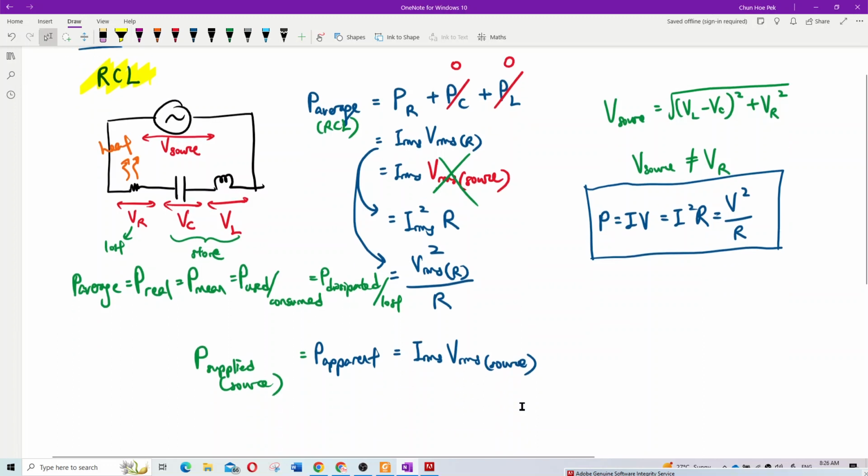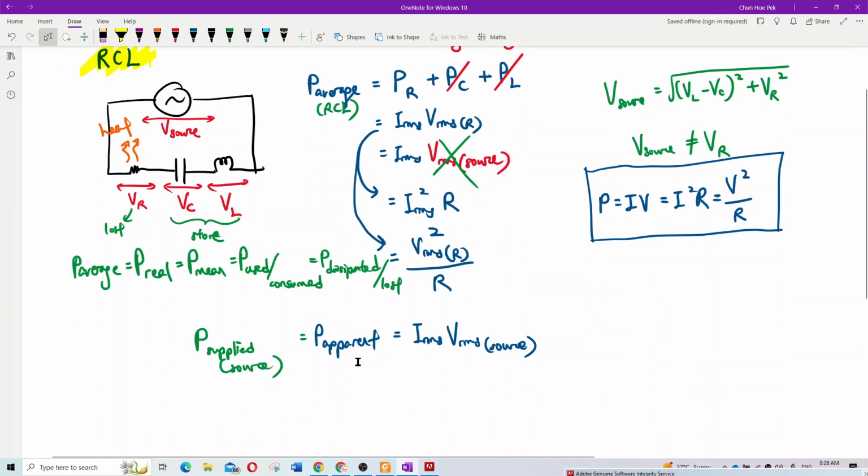Power by the source. Apparent power is not the real power. Real power, the power really being consumed, only happens in the resistor. But the apparent power means the power supplied by the source, where we use the voltage source. So the power supplied by the source is definitely more than the power that is lost.